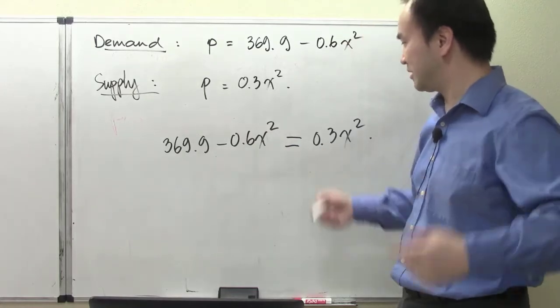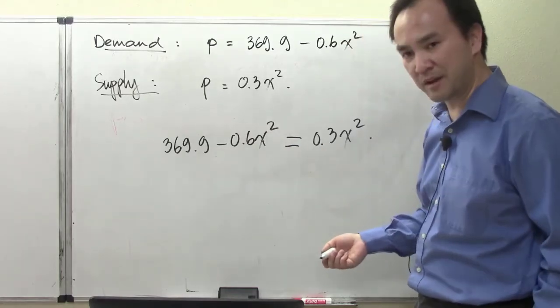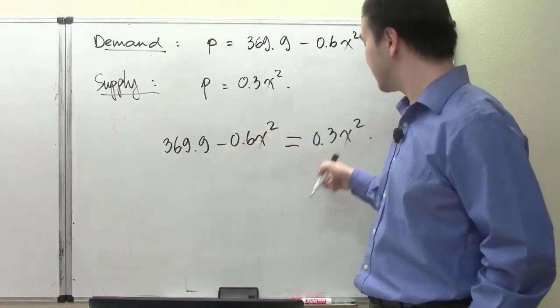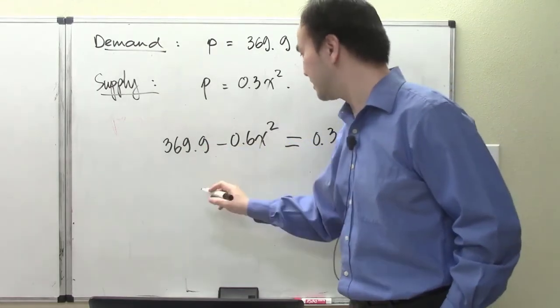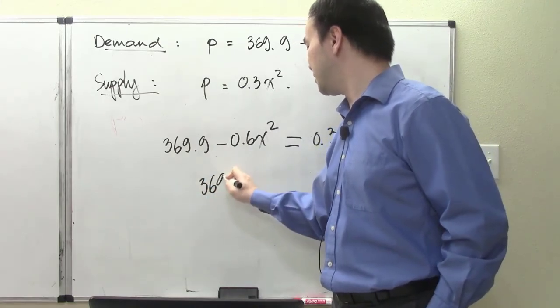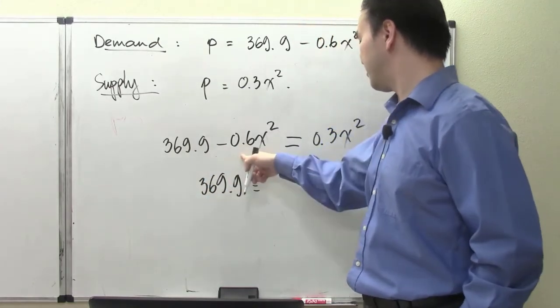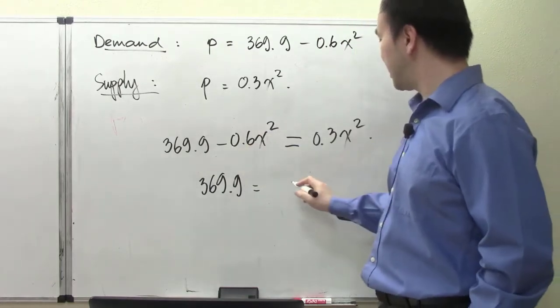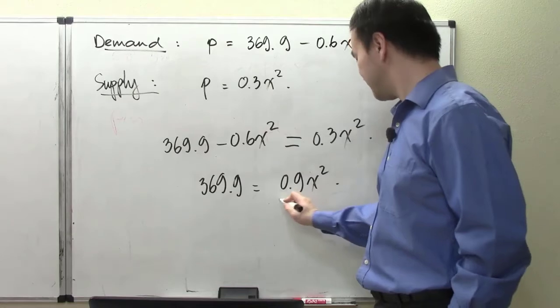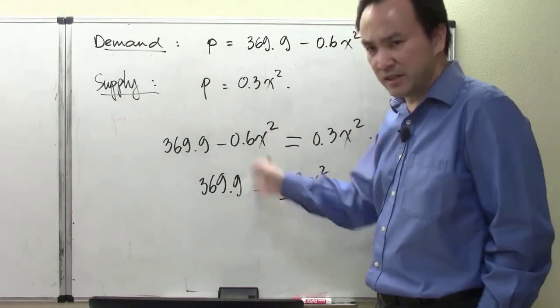Okay, so it's just going to take a little bit of algebra right here. I'm going to add that 0.6x squared to the other side to combine like terms, and I'm leaving the 369.9 there. So 369.9 equals, after adding this over to the other side, 0.9x squared. And this is only my own route right there. You can take your own.